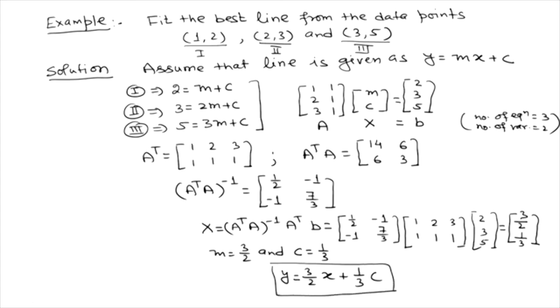Here the residual error, which is the sum of (y minus mx minus c) whole squared, is 0.1667, which is the minimum one. So, this is the overall idea of applying least square approximation for systems that are over determined, and here we have taken the case of line fitting.